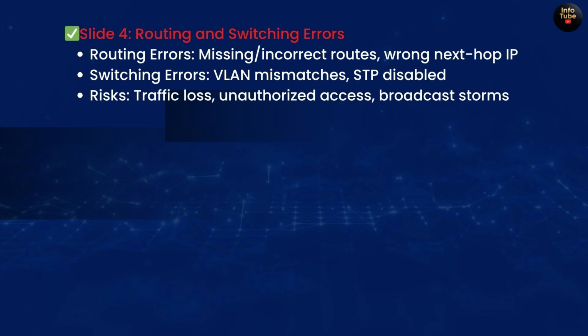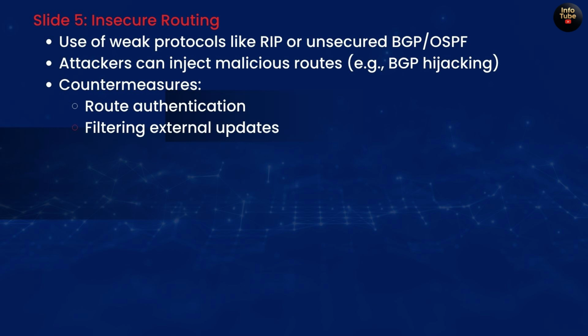Finally, VPN and tunnel errors. A misconfigured VPN can fail to encrypt traffic, use weak encryption algorithms, or improperly route DNS requests. For instance, if split tunneling is enabled, some traffic might go through the VPN, while other traffic exits locally, bypassing security policies and leaking data.